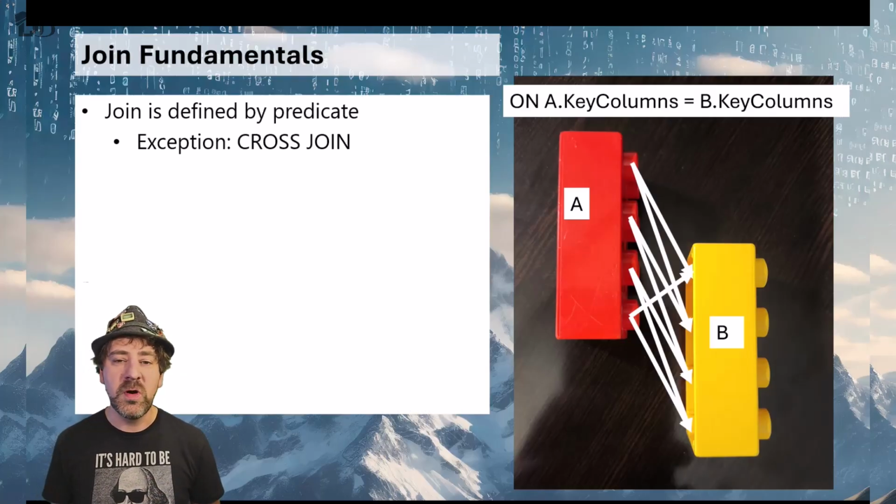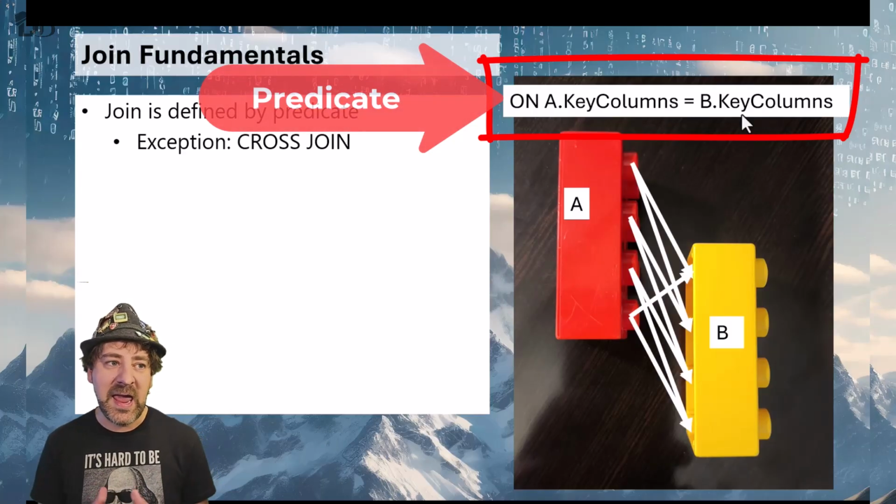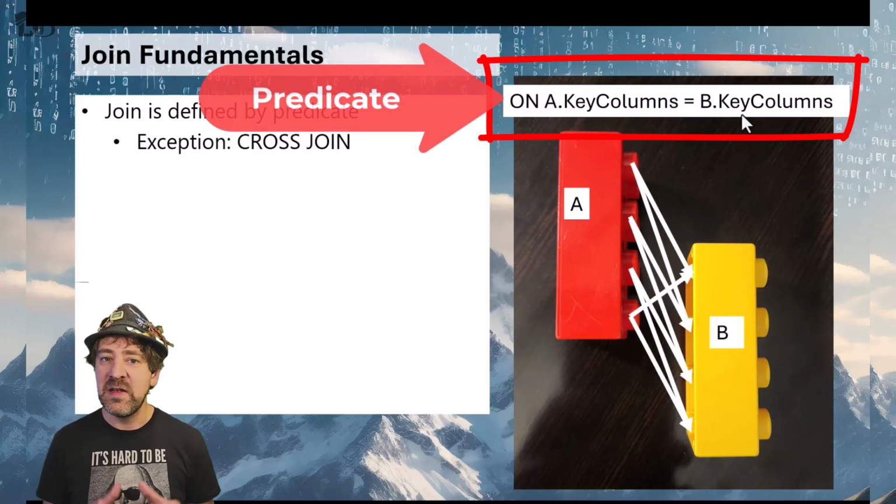First of all, joins are defined by predicates. To be clear, when I'm talking about a predicate, I mean this information on the upper right corner of your screen: ON a.keyColumns = b.keyColumns. What's a predicate?